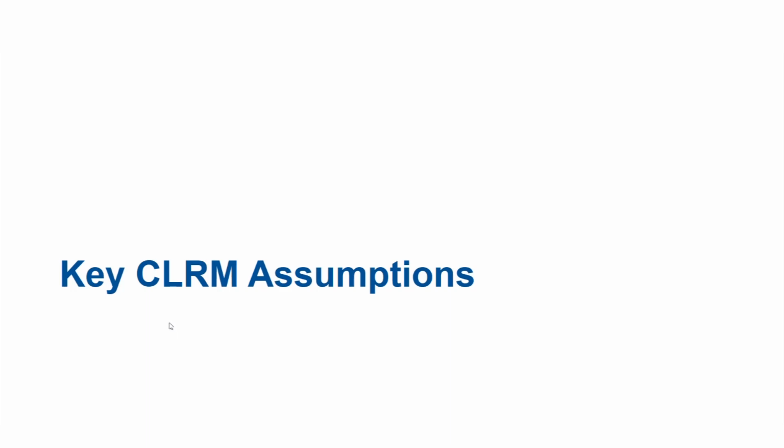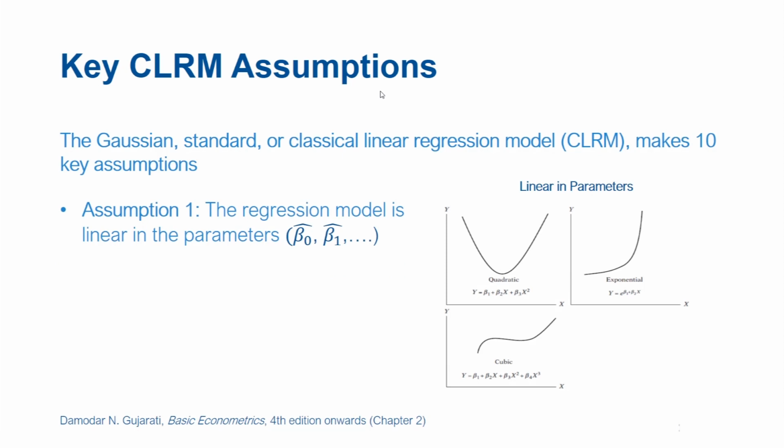In this video, we'll briefly review the key assumptions behind the CLRM, that is, the classical linear regression model. The Gaussian standard or classical linear regression model, as it is called, makes 10 very important assumptions. The first assumption is that the regression model is linear in parameters. For example, let us look at these three expressions. This one, y equals beta 1 plus beta 2x plus beta 3x square, is linear in parameters but non-linear in variables, which is the x square term. However, it can be estimated with the CLRM because it is linear in parameters.